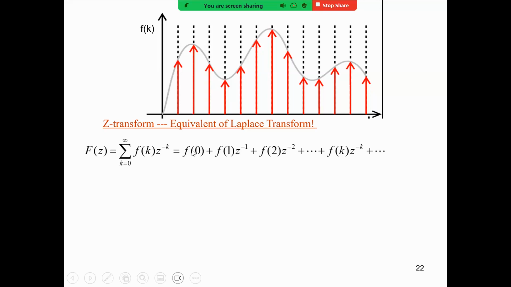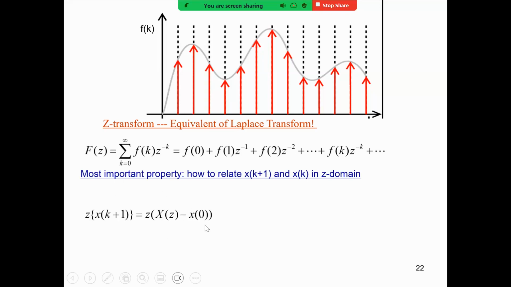So remember, the Z transform only deals with the signals starting with some initial time. Whatever happens in the past, it loses all the information, right? Whatever in the past. Most important property, how do we relate x(k+1) and x(k) in the Z domain? We derive this relation.